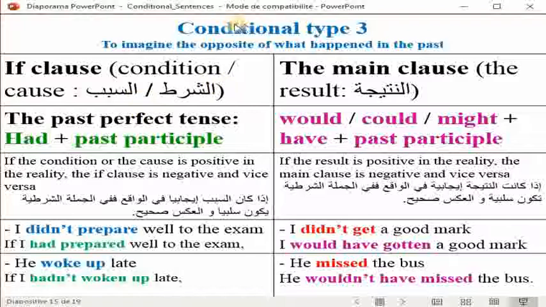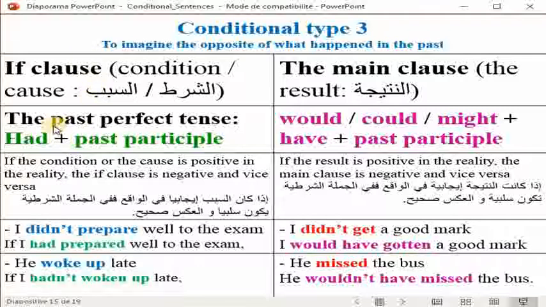So to summarize, conditional type 3 is used to imagine the opposite of what happened in the past. In the if clause we have the condition or the cause. In the main clause we have the result.